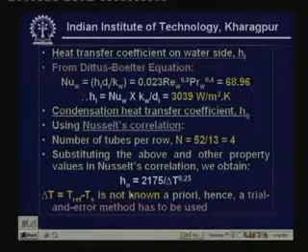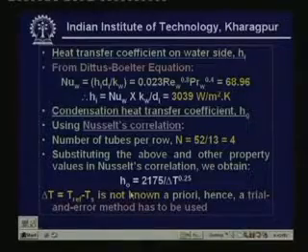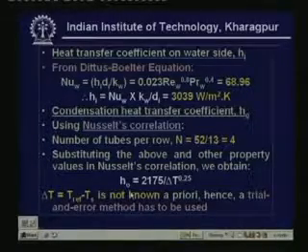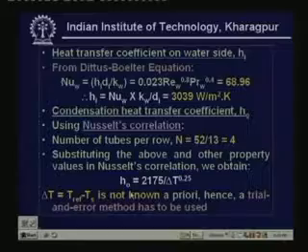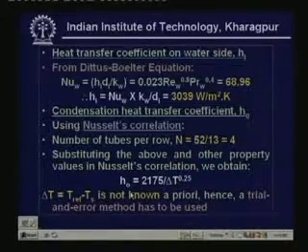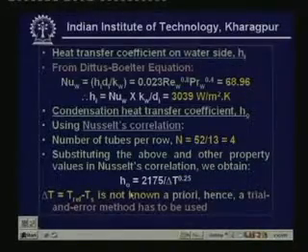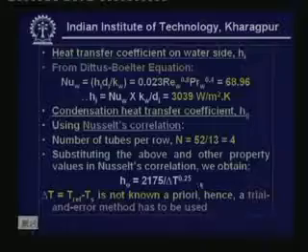Here delta T, as I have already mentioned, is the temperature difference between the condensing refrigerant and the surface. This is not known to us, so we have to use a trial and error method. Trial and error method means initially we use a guess value of delta T, find H naught, find U naught and so on, and finally you have to cross check whether the guess value is the correct value or not. I will show you that procedure now.